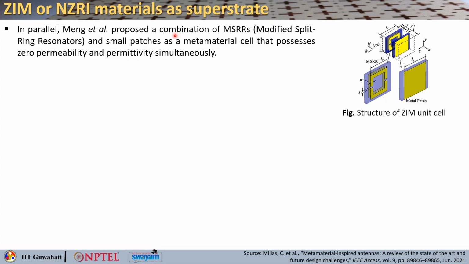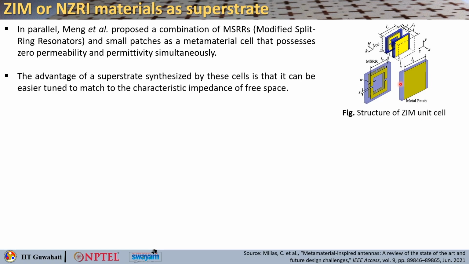In parallel, other groups also developed other designs, like Meng and his group. They proposed a combination of MSRR, that is modified split ring resonators, and small patches as the metamaterial cell that you can see in this figure. So, these are the split ring or modified split ring resonators, and then you have this metallic patch on the right. The advantage of a superstrate synthesized by this kind of cell is that it is easy to tune and match to the characteristic impedance of free space.